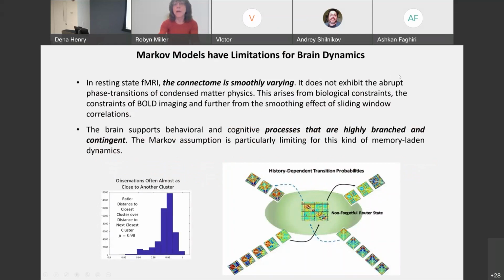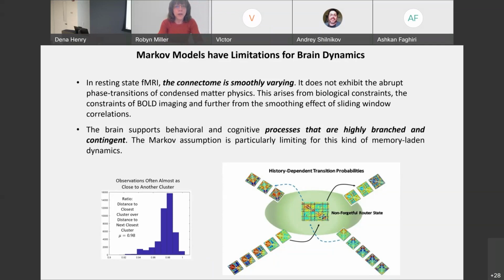So why are Markov models kind of bad for brain dynamics? There are some obvious reasons. In resting state fMRI, the connectome is very smoothly varying. It does not exhibit any abrupt phase transitions of the type you see in condensed matter physics. This fact arises from biological constraints and the constraints of the imaging modality, which is very slow and based on vascular flow, and additionally from the smoothing effect of sliding window correlation. So it's a super smooth process.